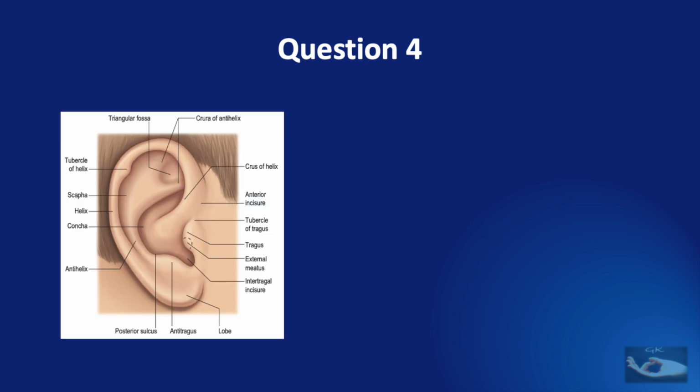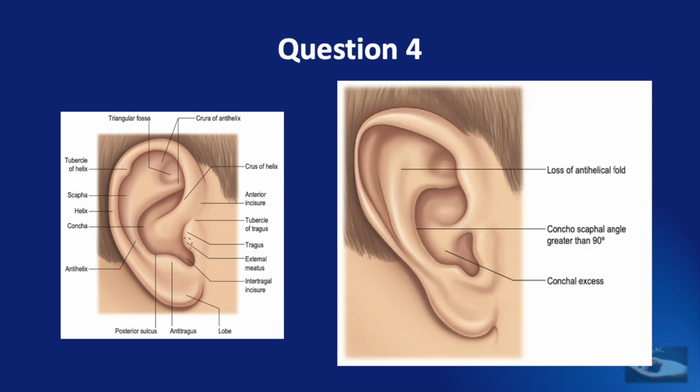When compared to the normal external ear, the features in prominent ear are different. For instance, there is a loss of the antihelical fold, the conchoscaphal angle is greater than 90 degrees, and there is a conchal excess. The ear lobule is usually normal.